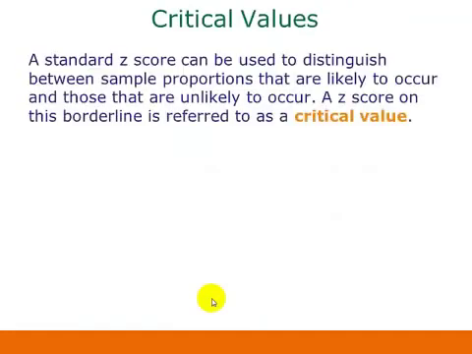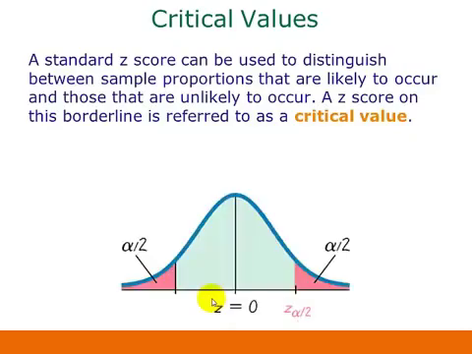Now, the way we use that fact is that we use a Z-score, which is from the standard normal distribution, to distinguish between sample proportions that are likely to occur and those that are unlikely to occur. A Z-score on the borderline between these two is referred to as a critical value. So here's a picture of our standard normal distribution. So we have a mean of 0 and a standard deviation of 1.